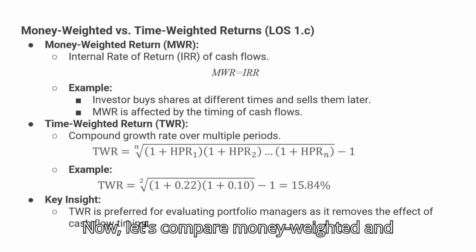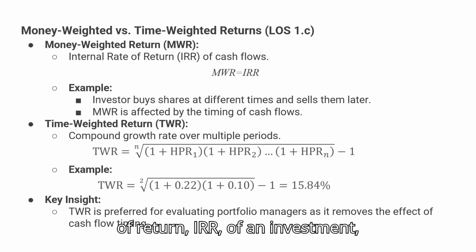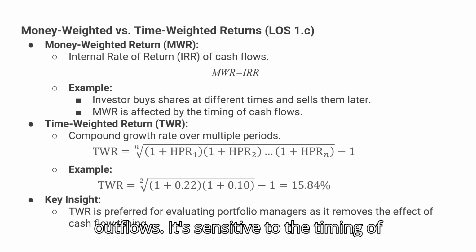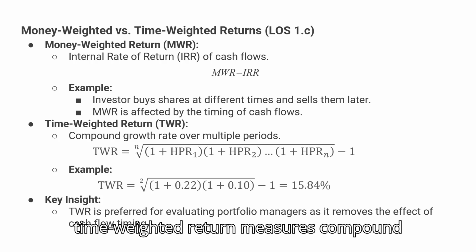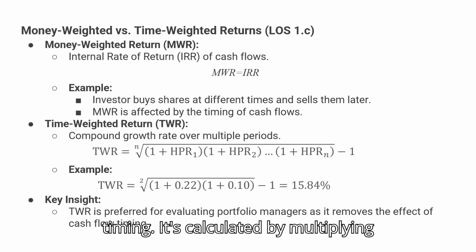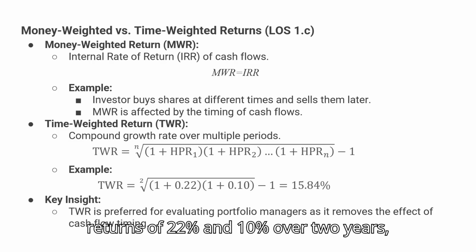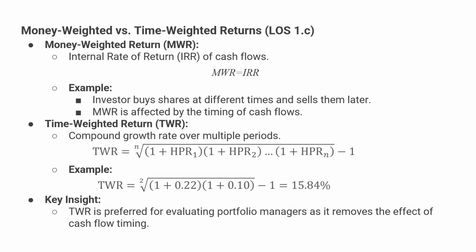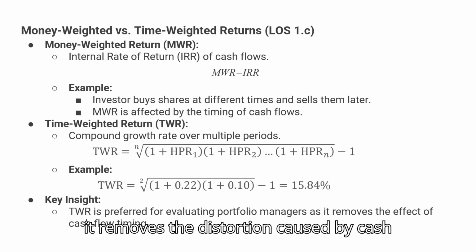Now, let's compare money-weighted and time-weighted returns. Money-weighted return is essentially the internal rate of return, IRR, of an investment considering all cash inflows and outflows. It's sensitive to the timing of cash flows, which can distort performance evaluation. On the other hand, time-weighted return measures compound growth and is unaffected by cash flow timing. It's calculated by multiplying the holding period returns for each subperiod. For example, if you have returns of 22% and 10% over 2 years, the time-weighted return is 15.84%. This is a preferred measure for evaluating portfolio managers because it removes the distortion caused by cash flow timing.